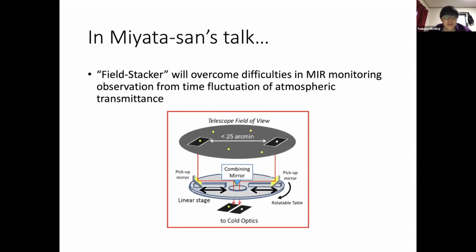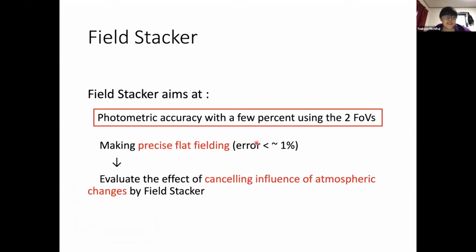So first is the introduction. As in Miyata-san's talk, Field Tucker will overcome difficulties in mid-infrared monitoring observation from time fluctuation of atmospheric transmittance. This is the image of Field Tucker, and we can get two images like this of distant targets, and its maximum separation is up to 25 arc minutes in TAO Observatory. So with this system, Field Tucker, we aim at photometric accuracy of a few percent using the two fields of view.